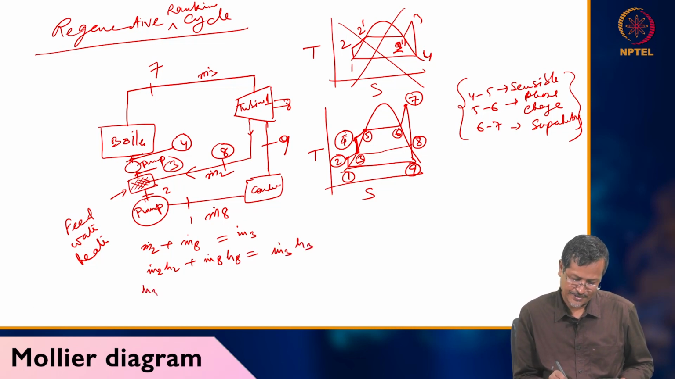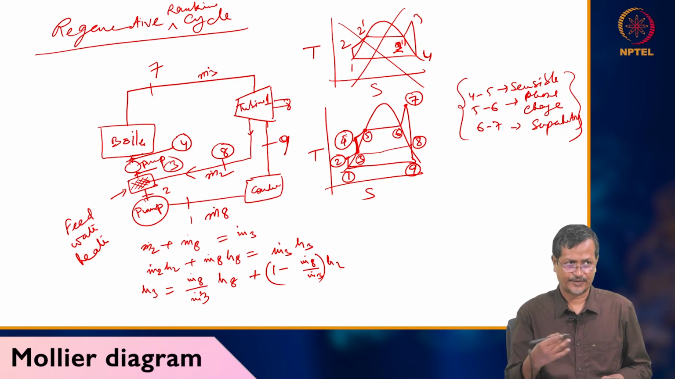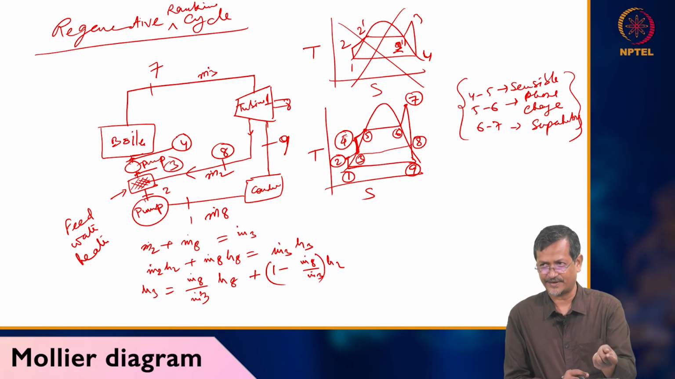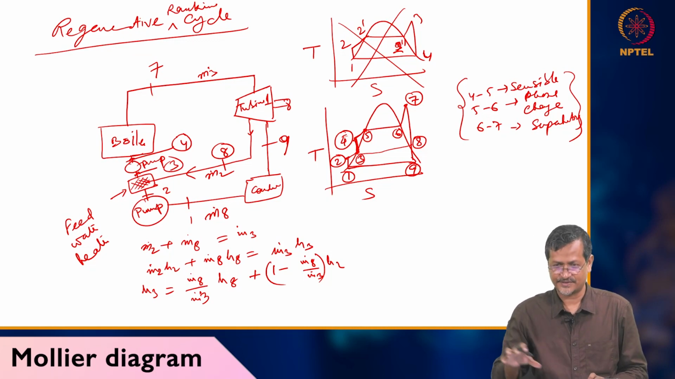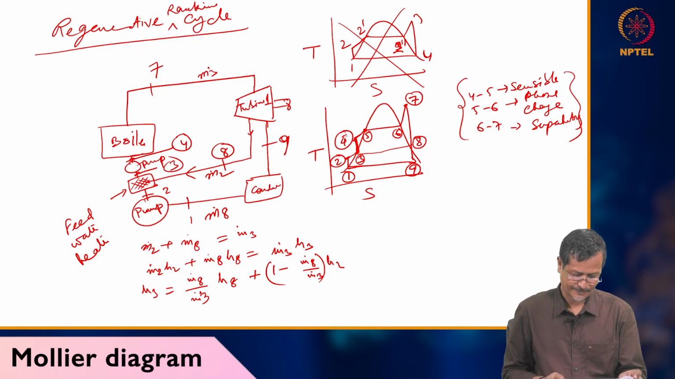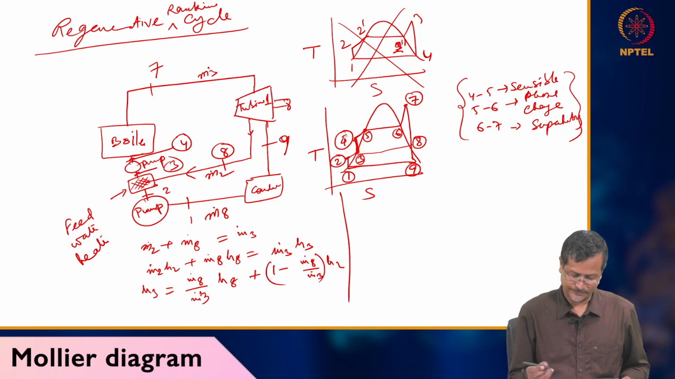So now H3 can be calculated from here, M8 dot over M3 dot H8 plus 1 minus M8 dot over M3 dot H2, okay. So in that way you can calculate. If I give some parameter, if I ignore some parameter, so maybe I will ask you calculate M3, okay. So from this formula you can calculate actually. Now energy added H7 minus H4.